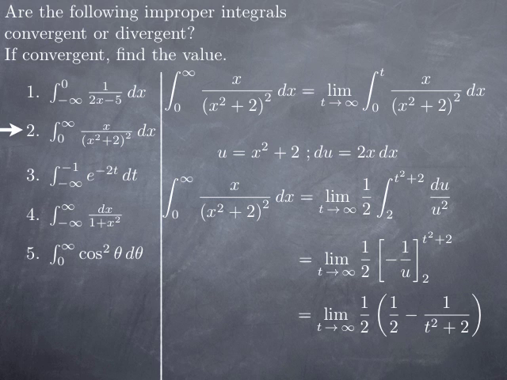And we obtain 1/2 of the value at t squared plus 2, which is negative 1 over t squared plus 2, minus the value at 2. So we subtract negative 1/2. In other words, we add 1/2. When t goes to infinity, 1 over t squared plus 2 goes to 0, and therefore our limit is 1/4, and this is the value of this integral, which is of course convergent because it has a finite value.